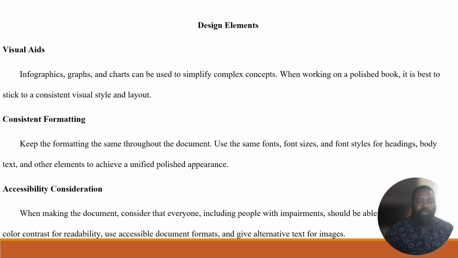Design elements. Visual aids. Infographics, graphs, and charts can be used to simplify complex concepts. When working on a polished book, it is best to stick to a consistent visual style and layout. Consistent formatting. Keep the formatting the same throughout the document. Use the same font sizes and font styles for headings, body text, and other elements to achieve a unified, polished appearance. Accessibility consideration. When making a document, consider that everyone, including people with impairment, should be able to access this document. Take care of color contrast for readability. Use accessible document formats and give alternative text for images.